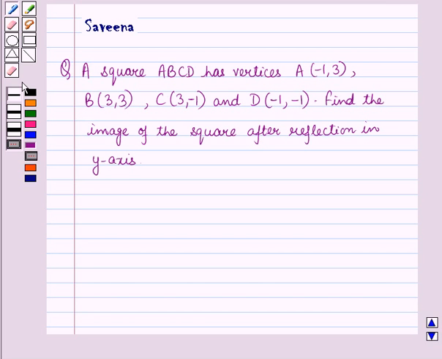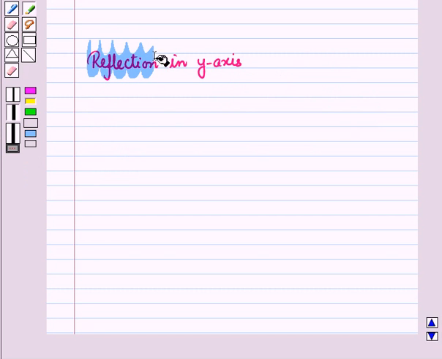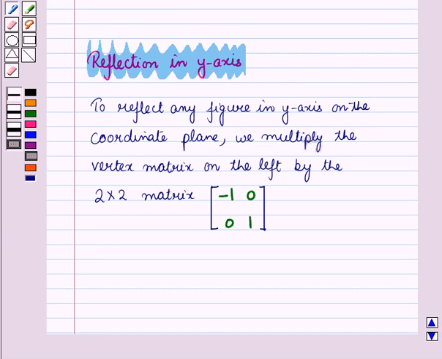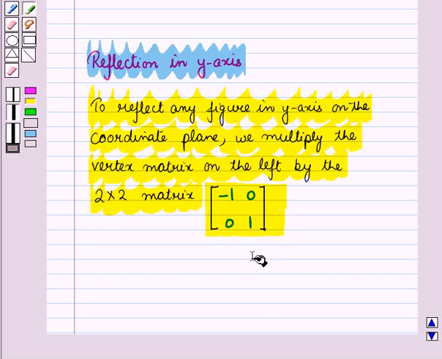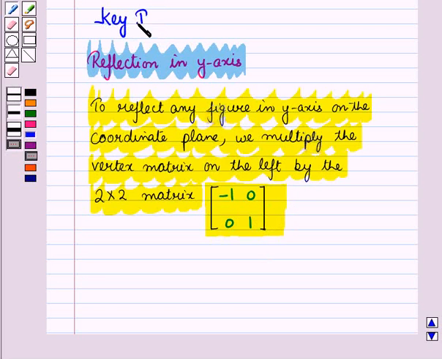Now before starting the solution of this question, we should know a result, and that is reflection in y-axis. To reflect any figure in y-axis on the coordinate plane, we multiply the vertex matrix on the left by the 2×2 matrix, that is the matrix with elements in first row as -1, 0 and elements in second row as 0, 1. Now this result will work out as a key idea for solving out the given question.